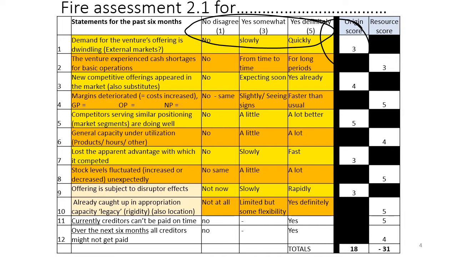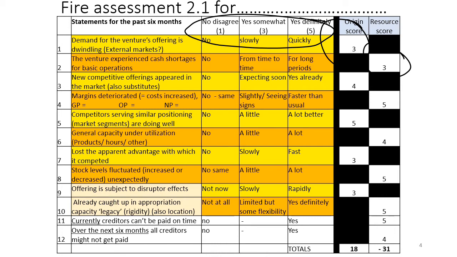The second one, the venture experienced cash shortages for its basic operations. No, from time to time is different from long periods, and I've given it a 3, and you can see that it is a different point that you have to include. Number 3, new competitive offerings appeared in the market. No, expecting soon, yes, already. There I've given it a 4 because it's in between a 3 and a 5. It's already happening, and you have the option of using a 2 or a 4.